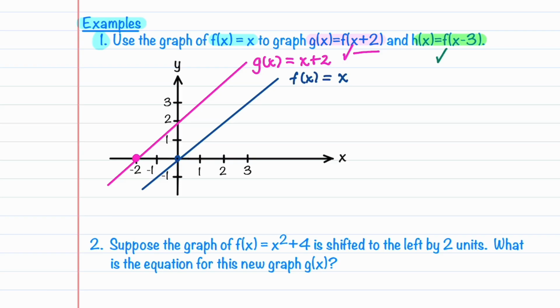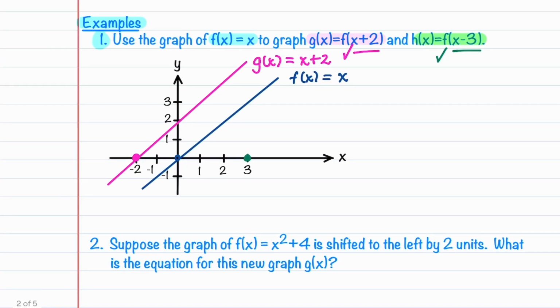Now let's graph h of x. We have an x minus 3, which means h of x is going to be shifted to the right by 3 units compared to f of x. So let's take our first point and let's shift it to the right by 3. And then we can go ahead and graph our function. And we'll label this h of x is equal to x minus 3. We're just replacing x with x minus 3.